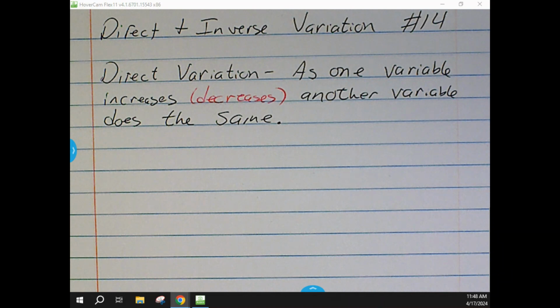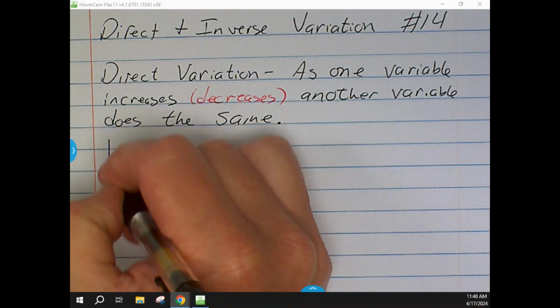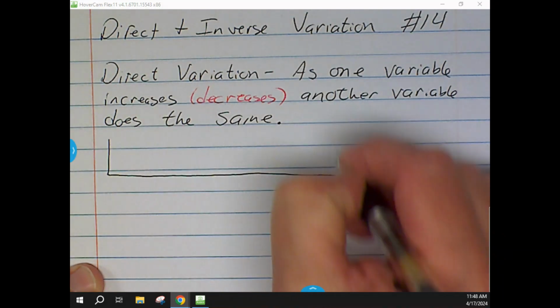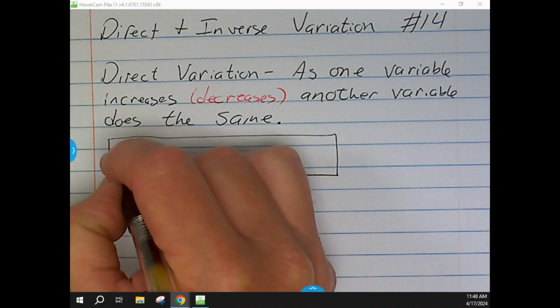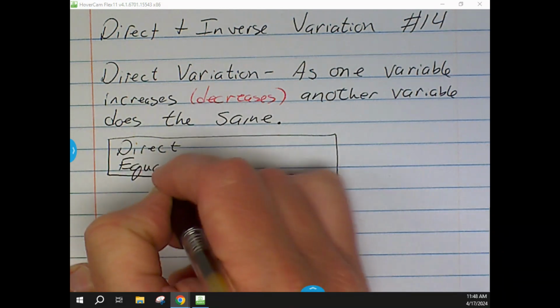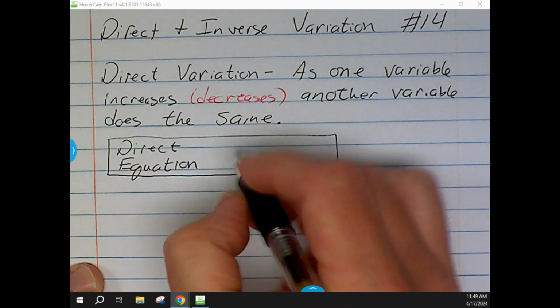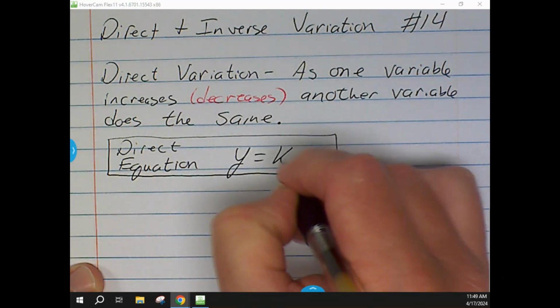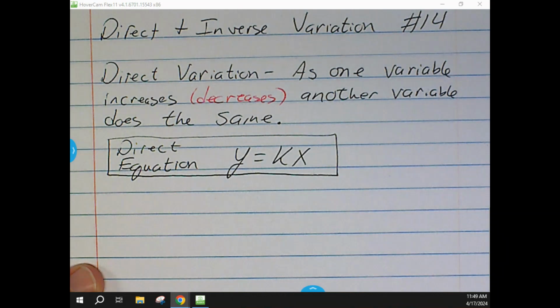But basically, direct variation: if you've got one variable that goes up, a second variable goes up. If one variable goes down, another variable goes down. So they're always moving in the same direction, if you want to think about it that way. And basically for this one, the general equation, sometimes they call it a standard equation, you can call it whatever you want, is y equals kx.